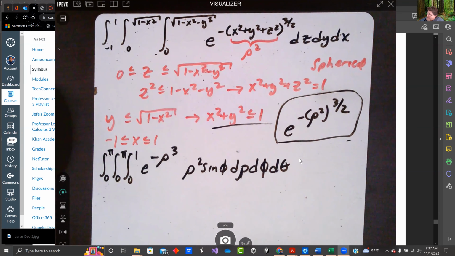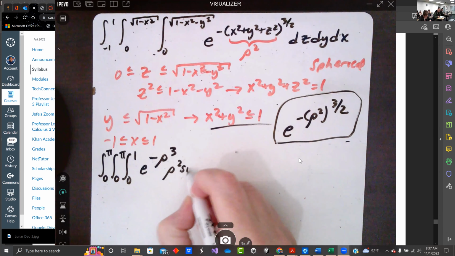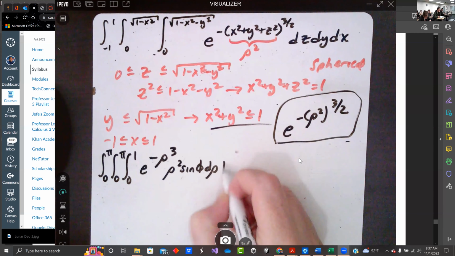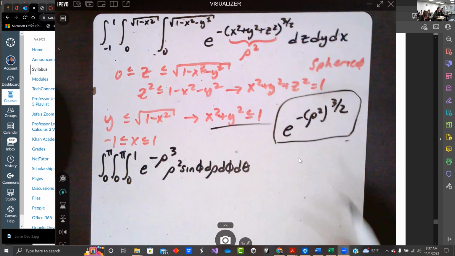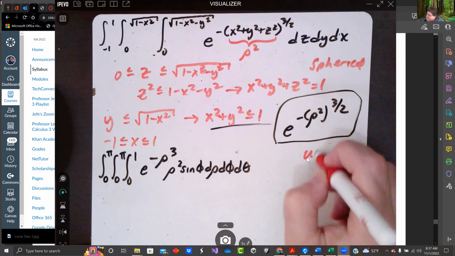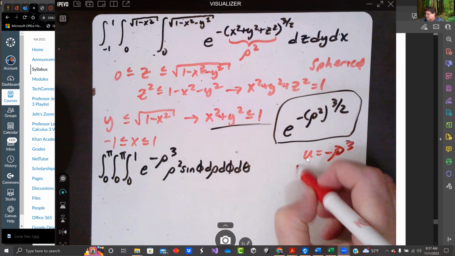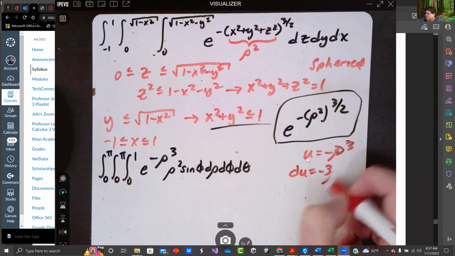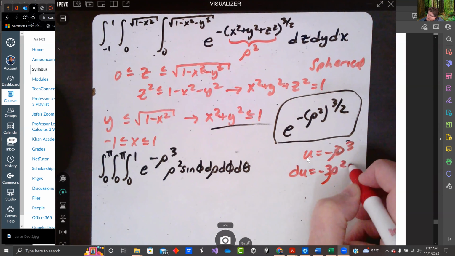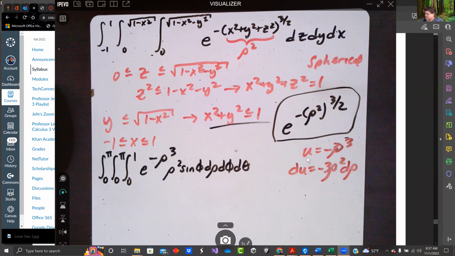I'm going to move this to the left a little bit so I can write. Theta is the same as the regular theta. The phi is taken from the top axis, the usual z. So I don't like that negative rho cubed. Let's deal with it using a u substitution. Consider rewriting. It's equivalent.